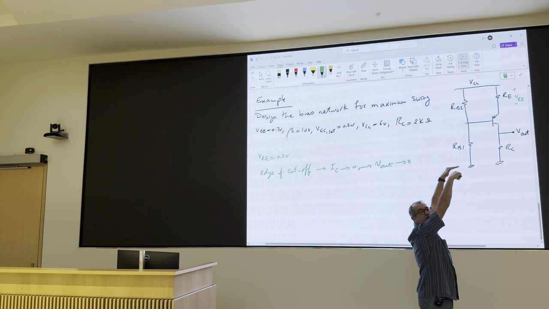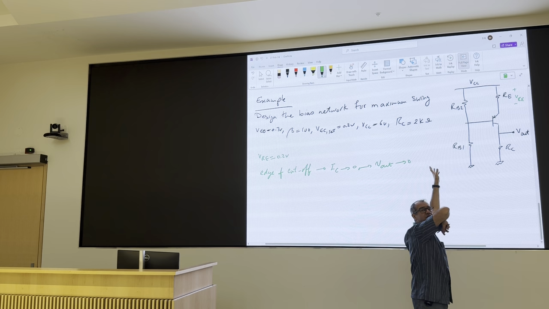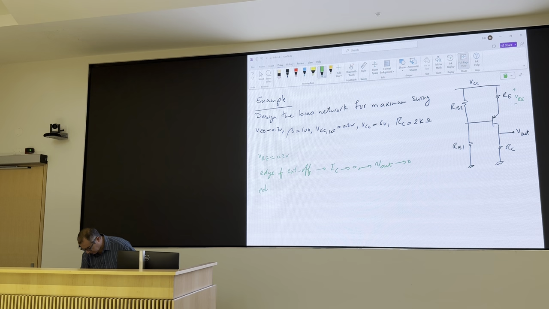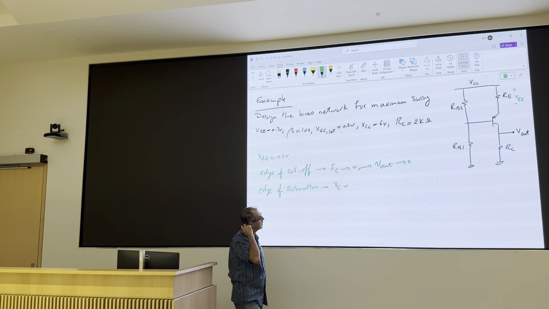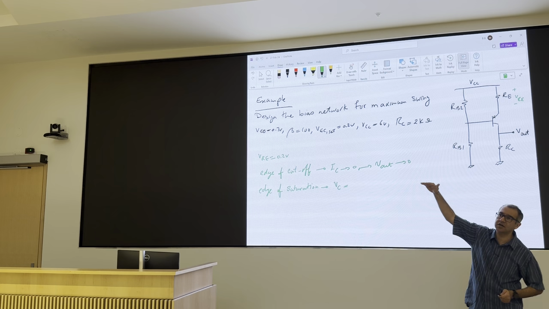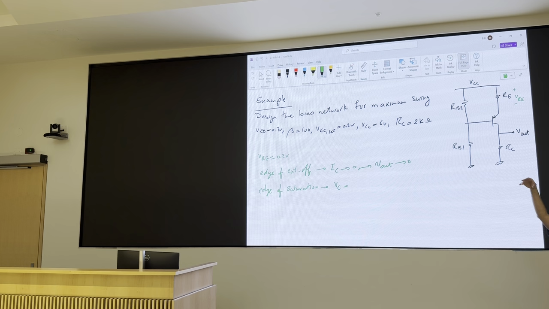So 0.2 volts across RE, what is the maximum V out before the device enters saturation, or edge of saturation? So I'm going to write edge of saturation. Let's just call it edge of saturation. VC is how much? So I push VC as high as it goes, and then after that, it's deeply saturated. What is that maximum voltage? 5.6, right? Because I have 0.2 volts across that RE, and I need about 0.2 for saturation.